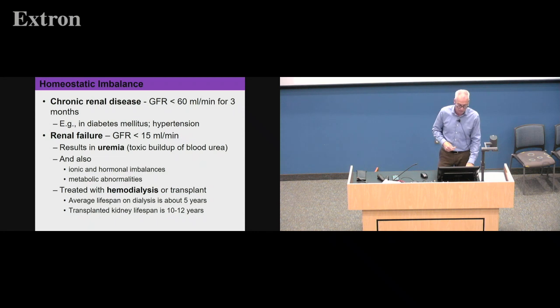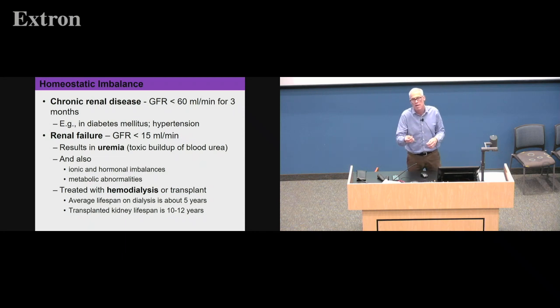If the renal function gets so bad that the GFR is less than 15 mils per minute, that's essentially completely non-functional. The kidneys are not doing their job, and the person's going to become uremic. Uremia is a condition in which there's too much urea in the blood. Urea is just a product of protein metabolism, amino acid metabolism.